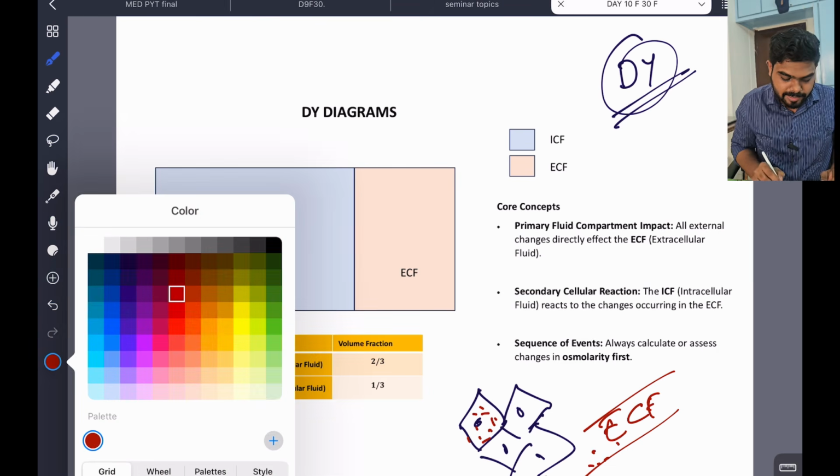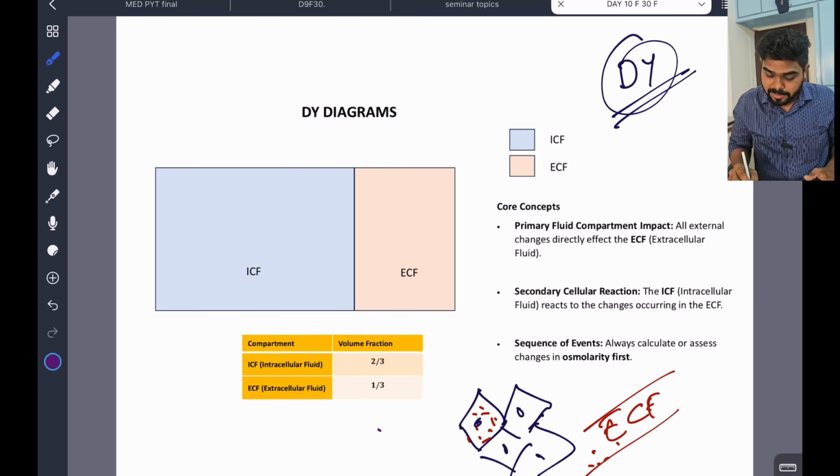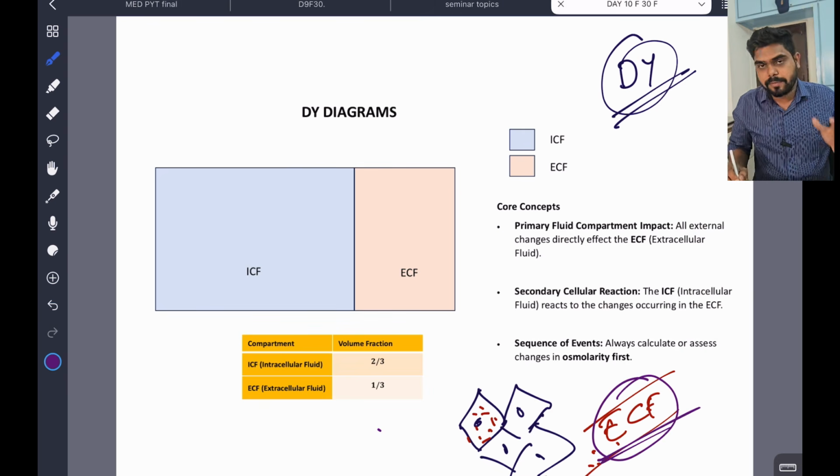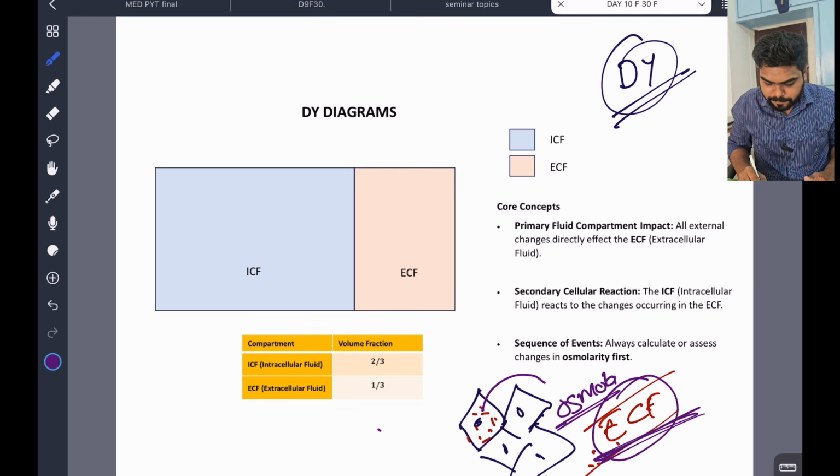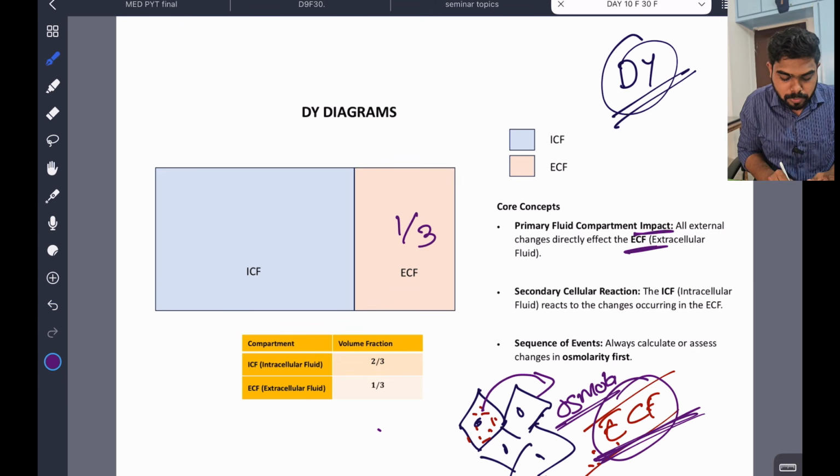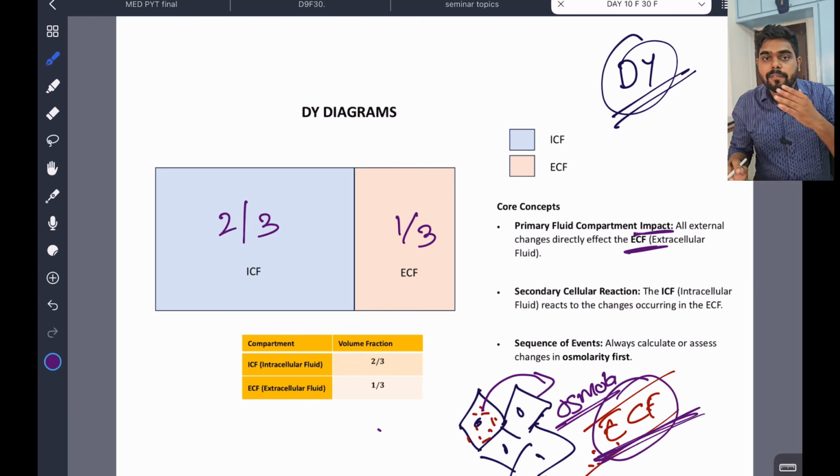Any acute changes that happen first affect the extracellular fluid. So the ECF changes happen first. After that, the osmolarity changes. According to the osmolarity changes, the ICF shifts. This is the basic principle. Clear? The primary fluid compartment impacted is the ECF. All external changes directly affect the ECF, which is 1/3. Intracellular fluid is 2/3 of total body water.